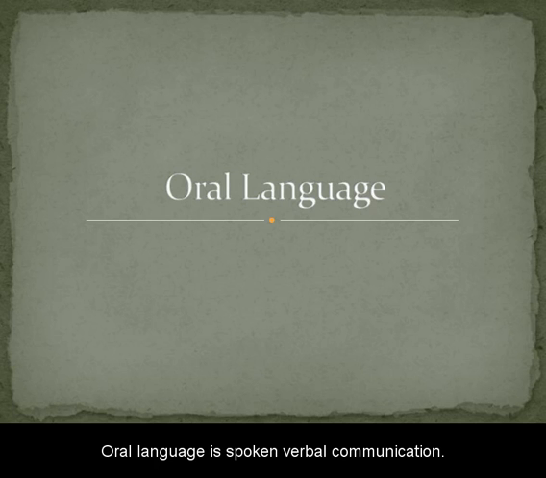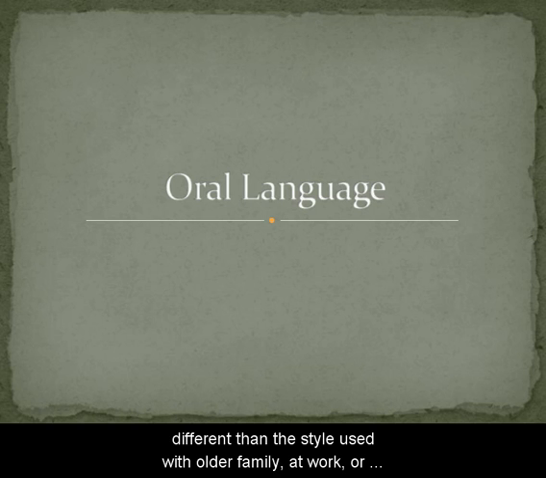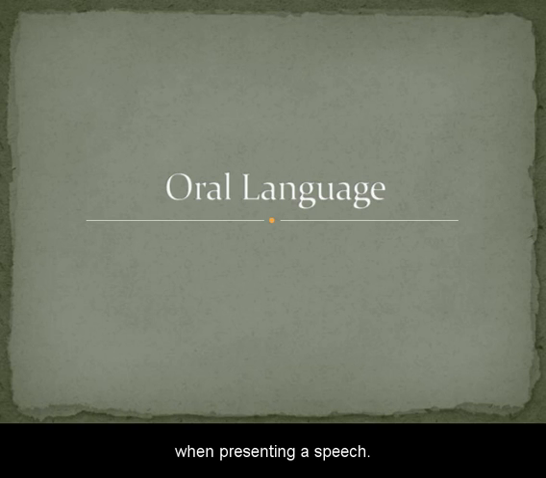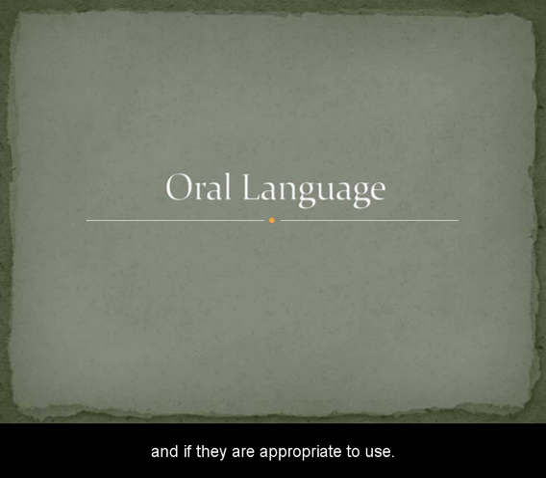Oral language is spoken verbal communication. There are several different styles of verbal communication, and each style has its place. The style used when speaking with friends is different than the style used with older family, at work, or when presenting a speech. This presentation will discuss the different styles and when and if they are appropriate to use.